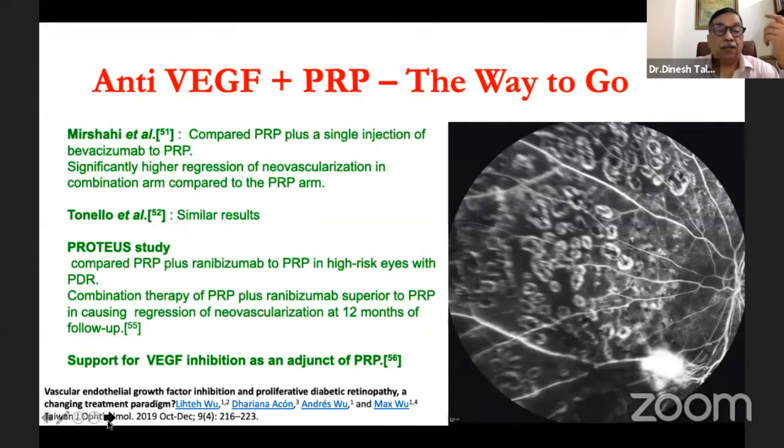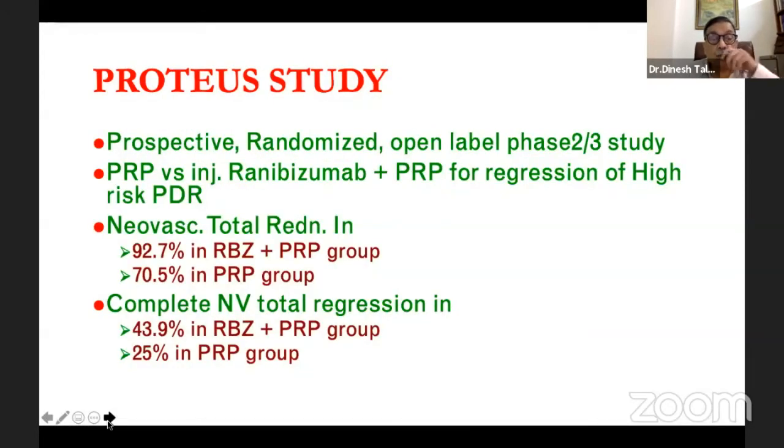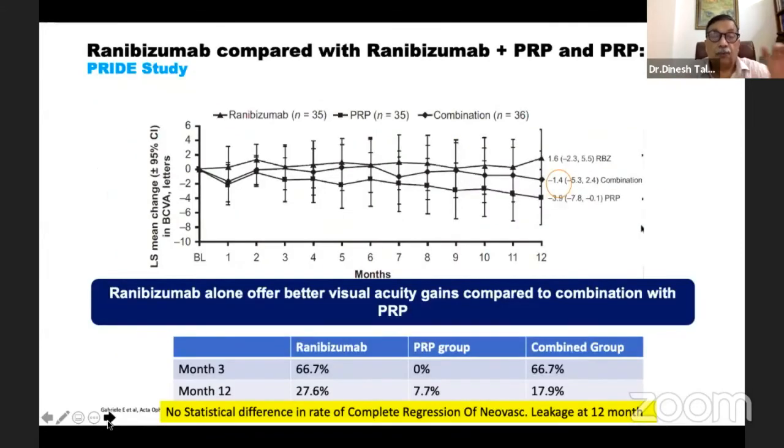So this is maybe the way to go, where PRP was compared with a combination of PRP with anti-VEGF, and there was significantly higher regression. At least 2 major studies have shown that, and then the Proteus study, which compared PRP plus ranibizumab to PRP in high-risk eyes, again showed a similar thing. So what you get is that if you do combination therapy, you probably get a better result than if you do just PRP alone.